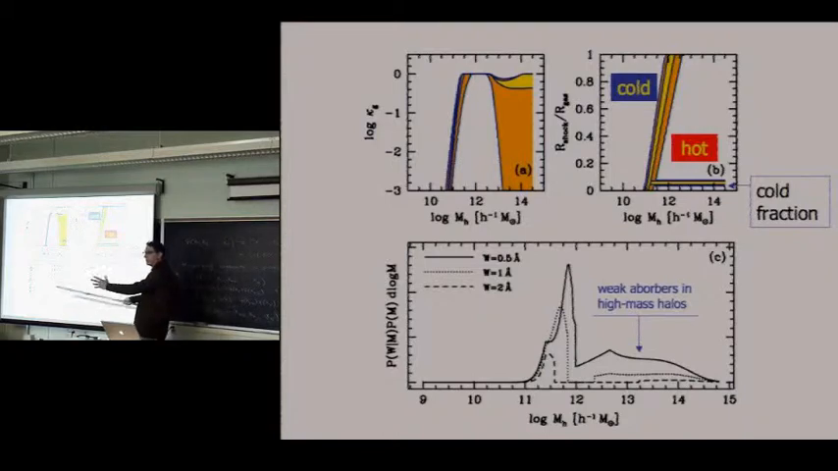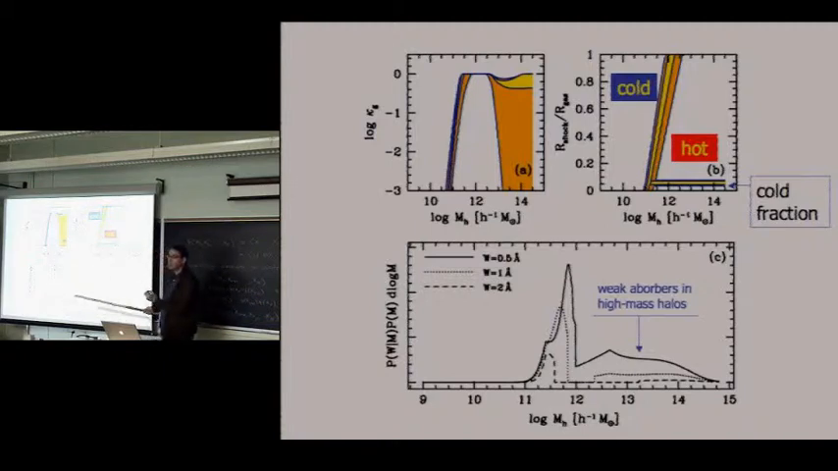This is now the occupation function for absorbers. If you find an absorber at 0.5 angstrom, this is the distribution of halo masses from which that absorber came. So at low masses, you start low where kappa G goes way down, so you don't have any absorbers from low masses. Suddenly, it goes up very high. You get a lot of absorbers between 10 to the 11 and 10 to the 12 solar masses, and then suddenly you hit 10 to the 12 solar masses.